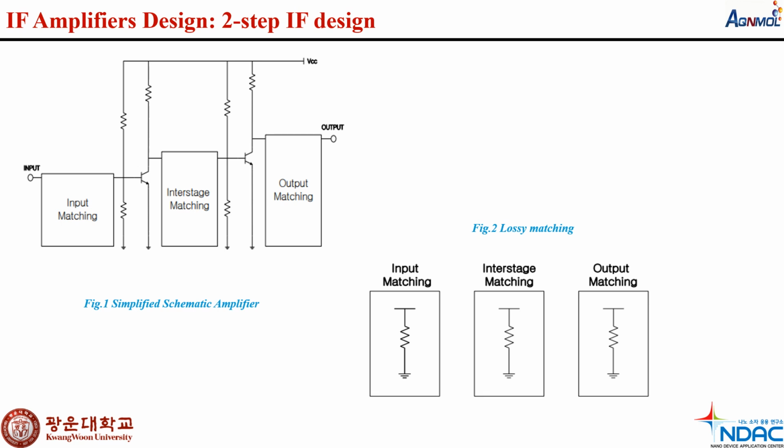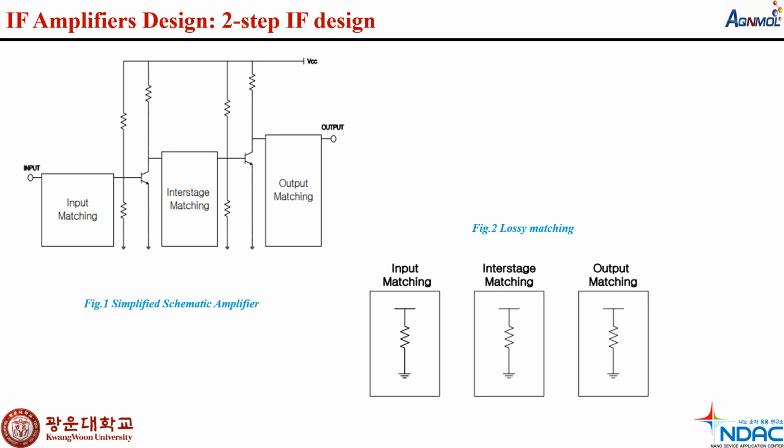So in this slide, IF amplifier design, we mean here two-stage IF design. In this section, the details about a two-stage broadband IF amplifier design for a Ku band LNB. There are some key points, and here I have shown, in figure number 1, the simplified schematic of the amplifier, and figure number 2 is the lossy matching.